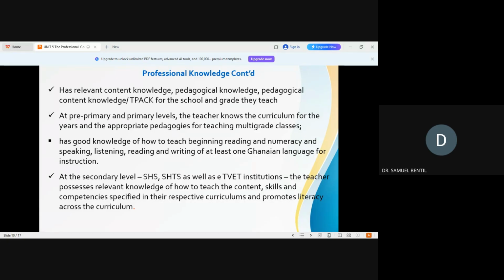As a teacher, at the secondary school level, we are saying that the teacher must possess relevant knowledge of how to teach the content, skills, and competencies specified in their respective curriculums and promote literacy across the curriculum. And when you look, like I showed you the last time, you see that there were core competencies that have been outlined. So the next unit will take each of these skills, the 21st century skills and competencies, and see how you can develop all these things when the learners are involved.